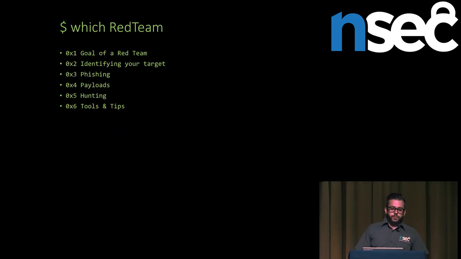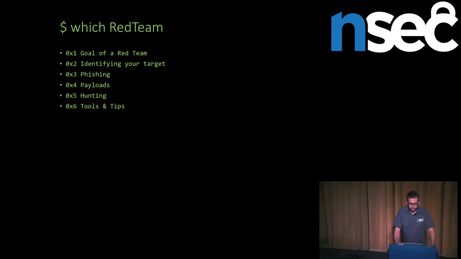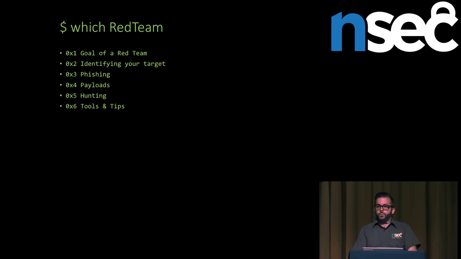What we're going to talk about today is the goal of a red team, because there's a lot of misconception about red team. Again, this is my personal opinion, so I could be wrong, you could be right. It's a question of point of view. Then identifying your target: when you're targeting a company, what we should do, and a couple of tricks to find interesting value that can really help you when doing a red team. Then phishing, so a couple of pieces of advice that I personally use when I perform phishing, and which kind of payload you should use in certain specific situations.